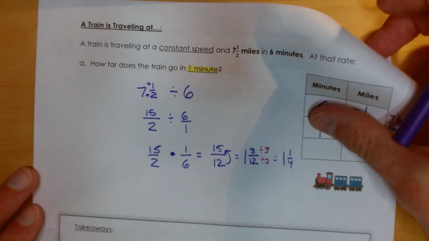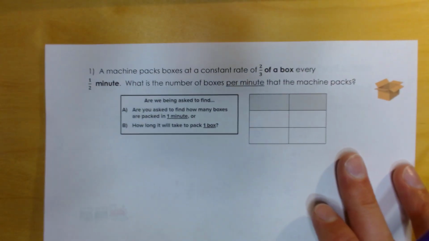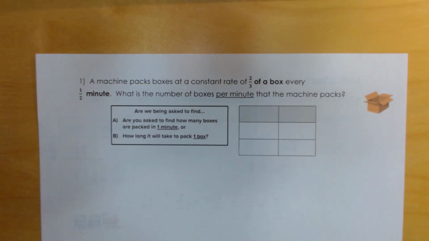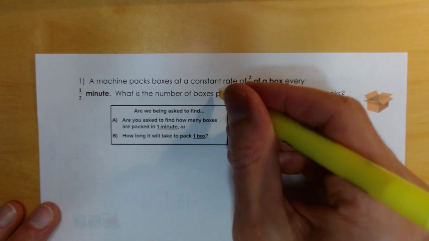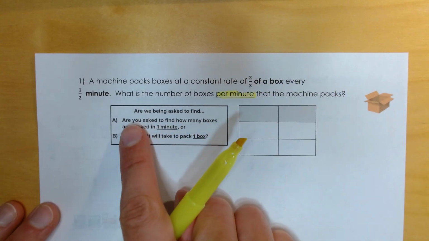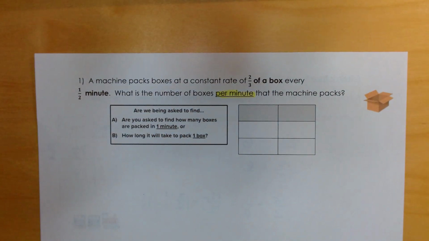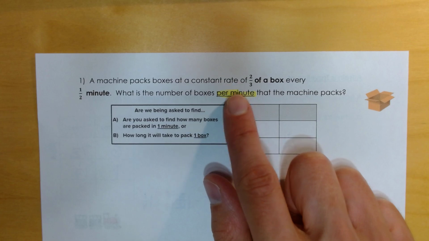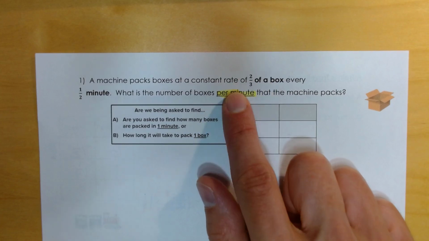So let's practice this. A machine packs boxes at a constant rate of 2/3 of a box every 1/2 minute. What is the number of boxes per minute that the machine packs? So here's our question. Are we asked to find how many boxes are packed in 1 minute or how long it will take to pack one box? Up here in our problem, when it says per minute, that's our giveaway. We want to figure out how many boxes we can pack in 1 minute.